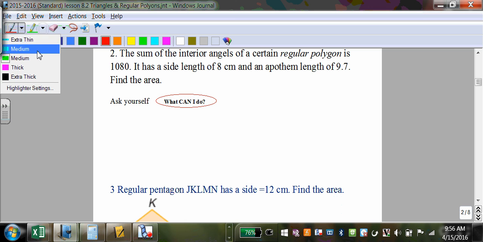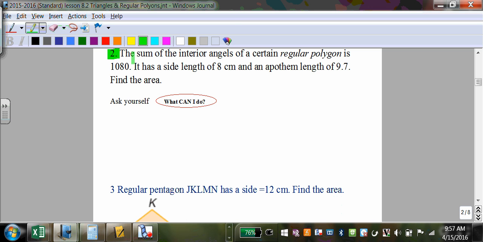Ready? Here it says, I want you to put your finger on this. I want this read out loud. Underline the keywords. Go.